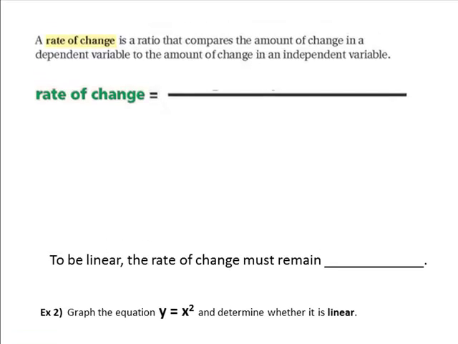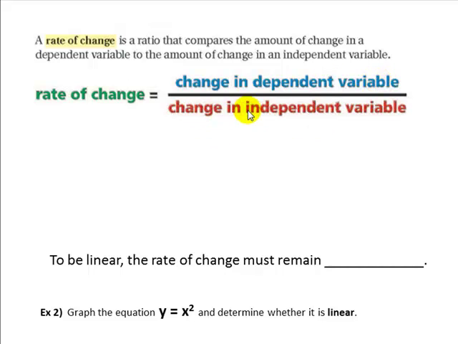Now another way to think of linear relationships too is to consider its rate of change. And rate of change is a ratio that compares the amount of change in a dependent variable to the amount of change in the independent variable. If you will write this in with me, the rate of change equals the change in the dependent variable on top, the change in the independent variable on bottom.